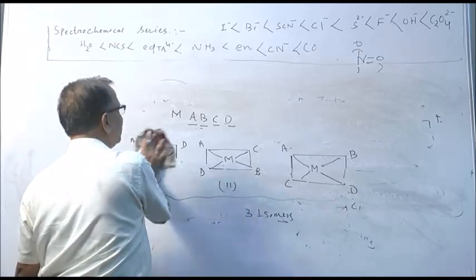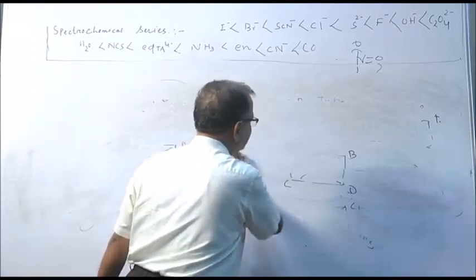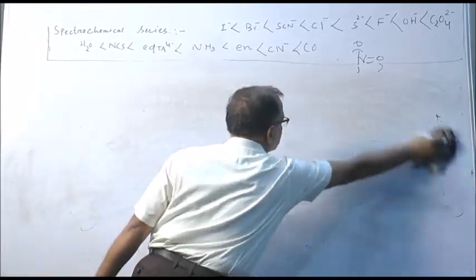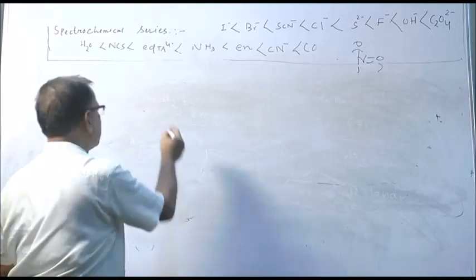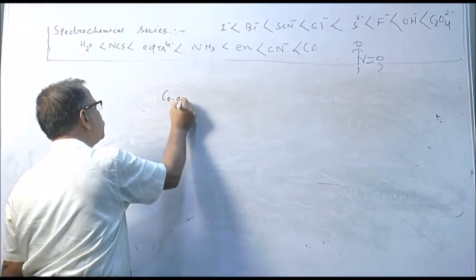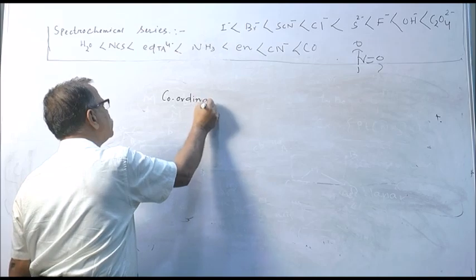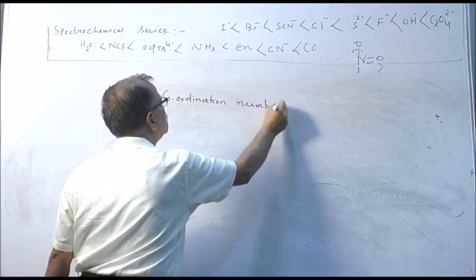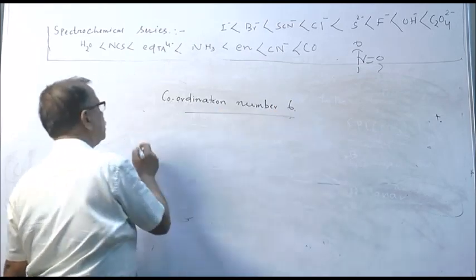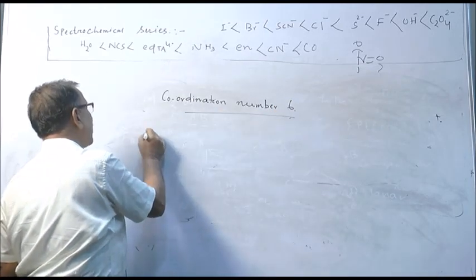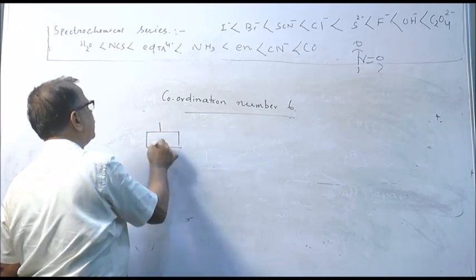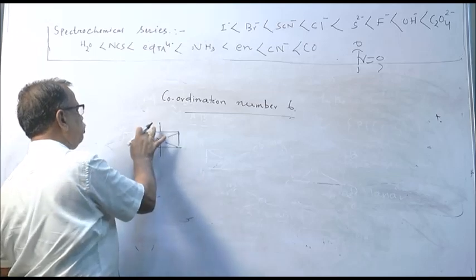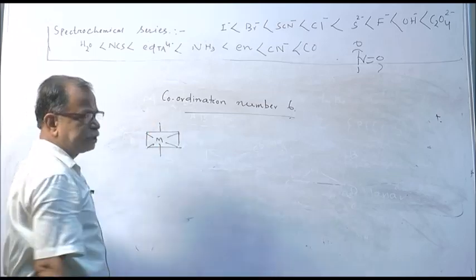Now we will discuss the coordination number 6 of geometrical isomer. Coordination number 6. So the structure is octahedral type, like this. The structure is octahedral. M, 6 positions are there. 1, 2, 3, 4, 5, 6. 6 corners are there.